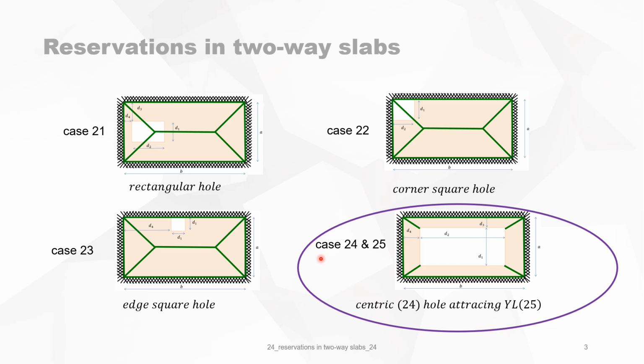We will deal with case 24, and case 24 is a special case. 24 and 25 are both special cases, because in all the other cases we use the 30, 45, 60 rule for determining the yield lines. Cases 24 and 25 are done by attracting yield lines. The hole is attracting the yield line. So the corner of the hole is attracting the yield line independent of the angle they make. And 24 is a centric hole, a centric reservation in the slab.